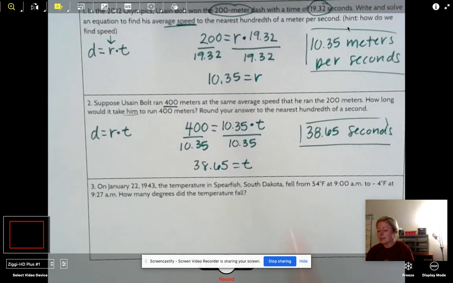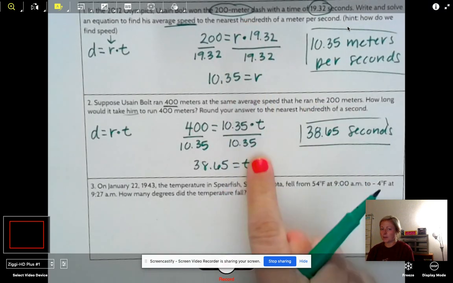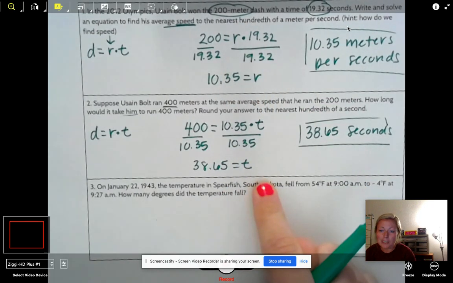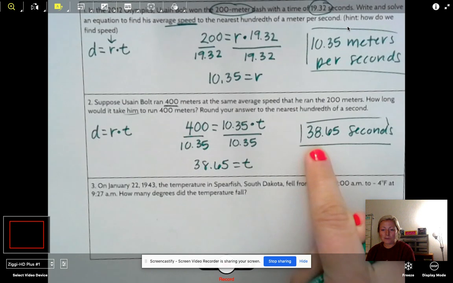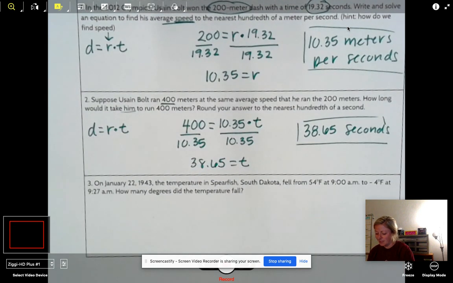I mean, obviously he didn't keep up that 200 pace for his 400 pace, because that would be literally incredible. That's just wild, you guys. But that was fun. We did it.